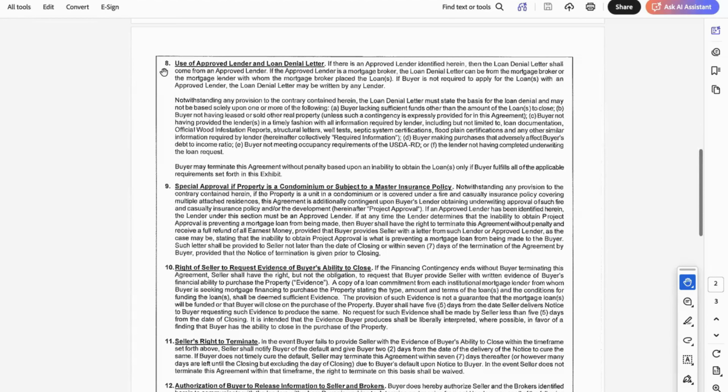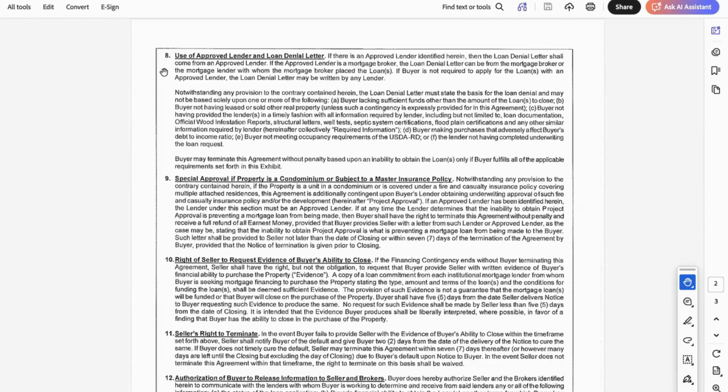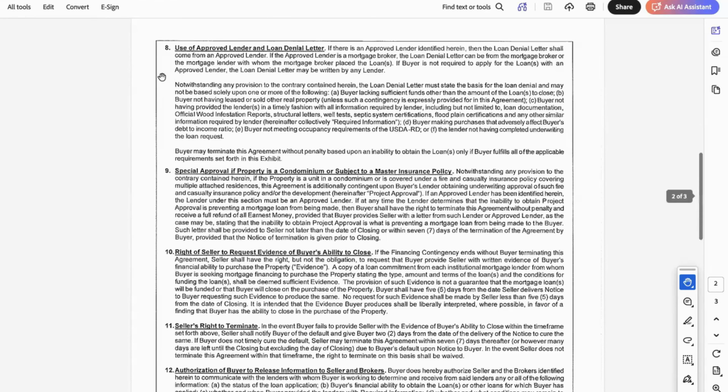8, use of approved lender and loan denial letter. If an approved lender is listed, denial must come from them. If mortgage broker, denial comes from the broker or underlying lender. What cannot be used as a valid denial?